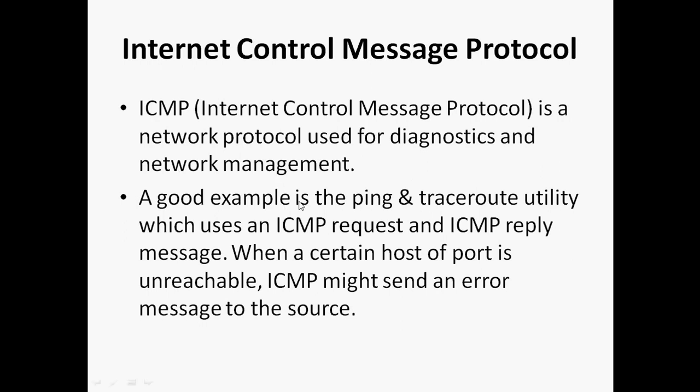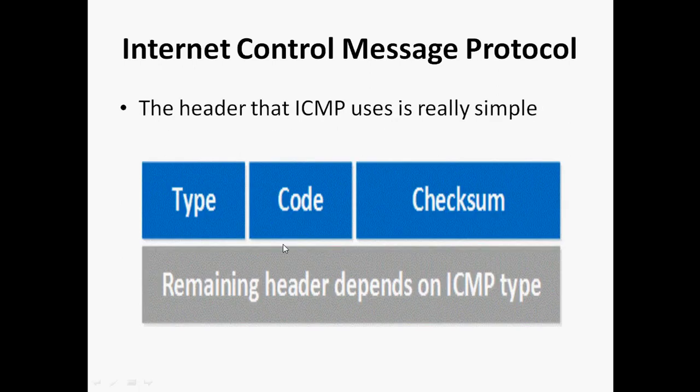A good example is the ping and traceroute utility, which uses ICMP request and ICMP reply messages. The ICMP request message is sent from sender to receiver, and the ICMP reply message comes from receiver to sender. When a certain host or port is unreachable, ICMP might send an error message to the source. The header that ICMP uses is really simple.